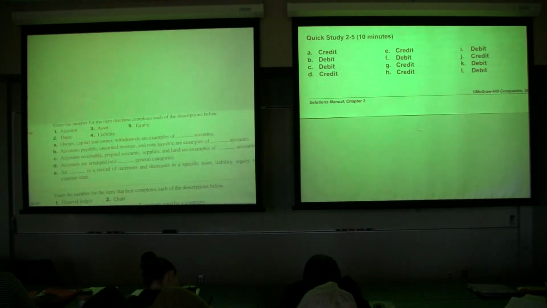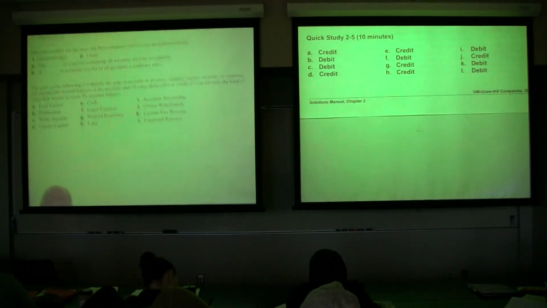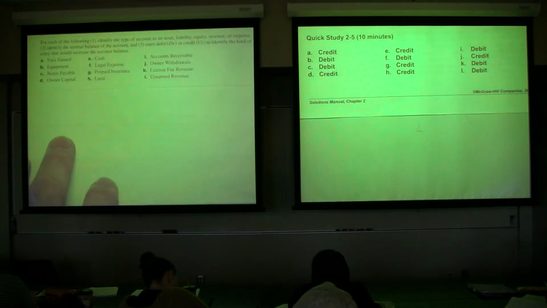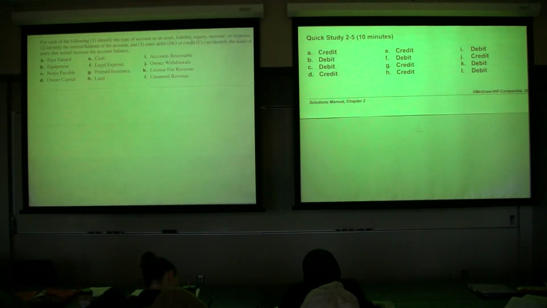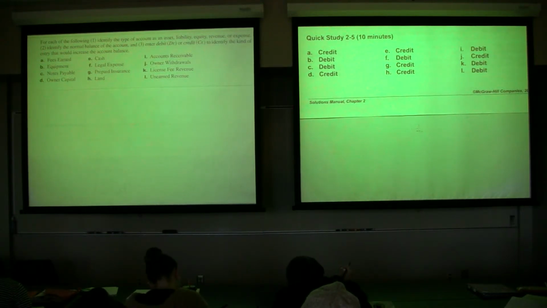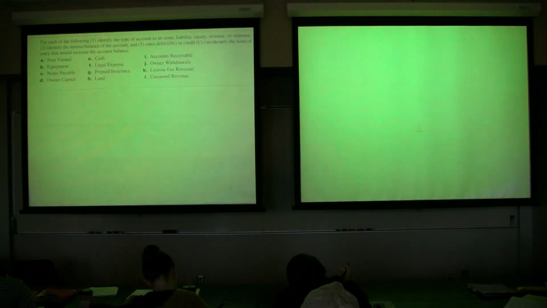Here's exercise 2-4. What it says is, for each of the following, identify the type of account: asset, liability, equity, revenue, or expense. Identify the normal balance of the account, either debit or credit, and identify the kind of entry that would increase it. Let me put up the first one to show you what they want here.